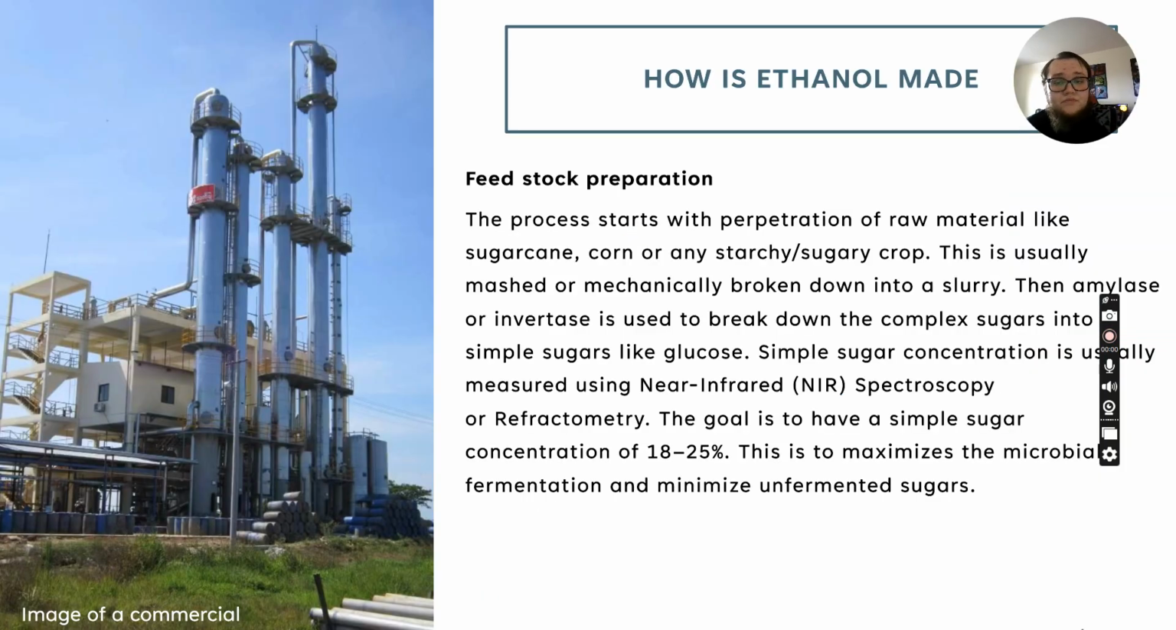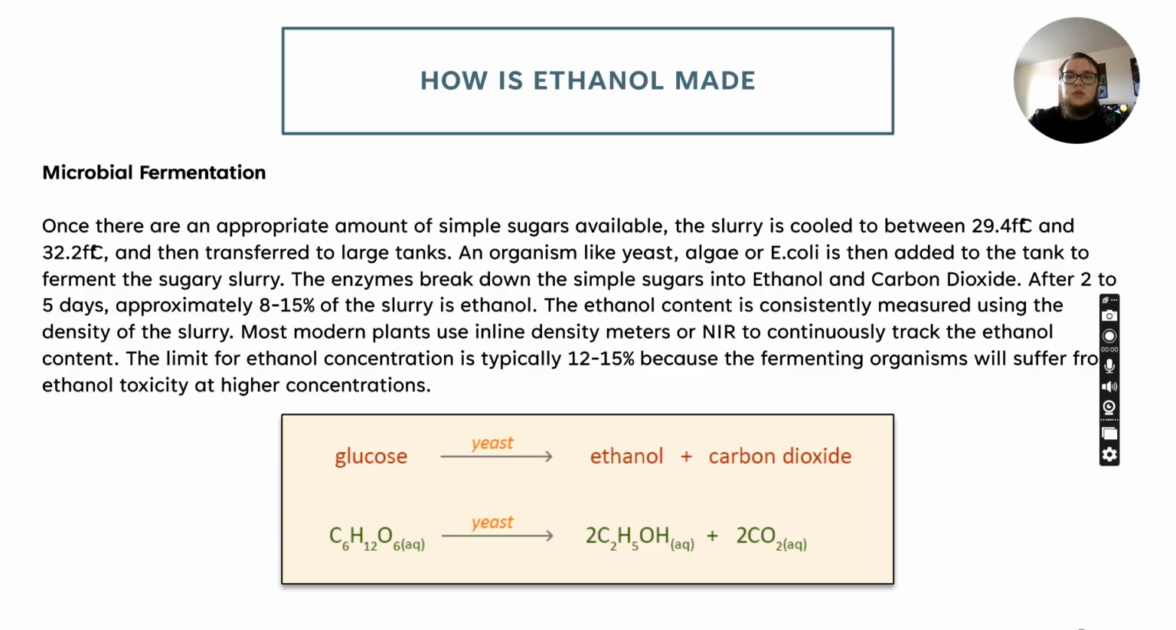How is ethanol made? The first step starts with the preparation of raw materials: sugarcane, corn, or any other starchy crop. It's mashed, broken down into a slurry. Then it is tracked to see how much glucose it has using NIR spectroscopy, that's near infrared spectroscopy, or refractometry. The goal is to have a simple sugar concentration of 18 to 25%. It maximizes the microbial fermentation and minimizes the amount of unfermented sugars.